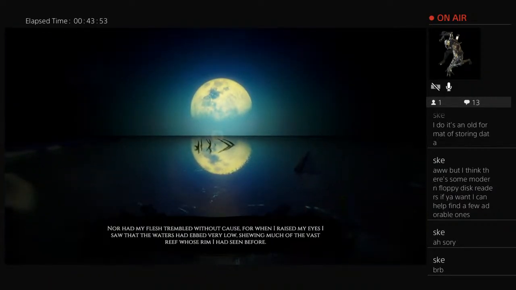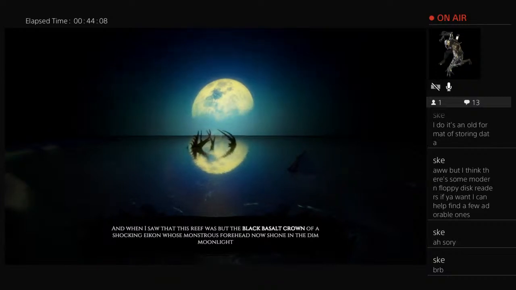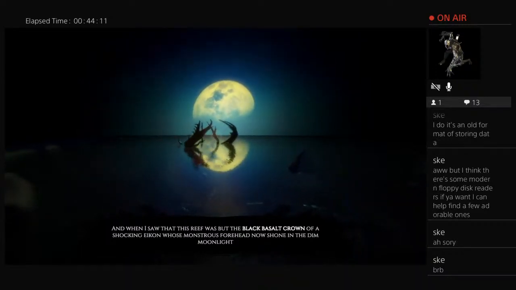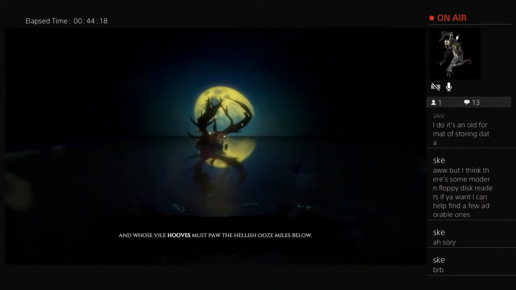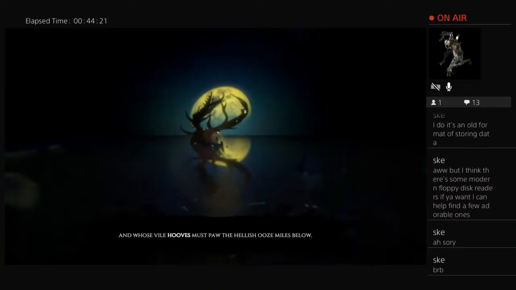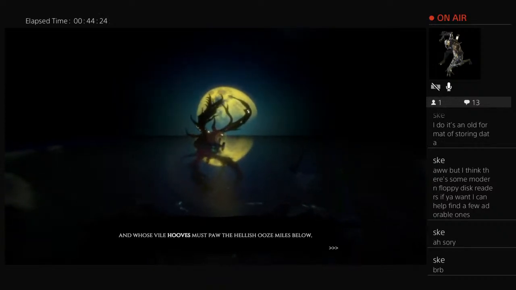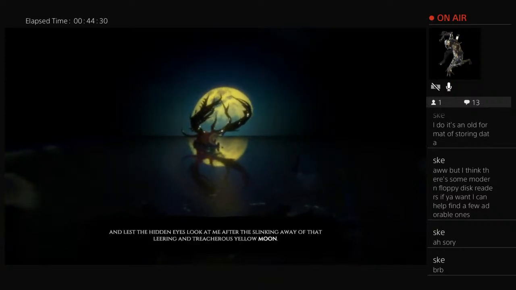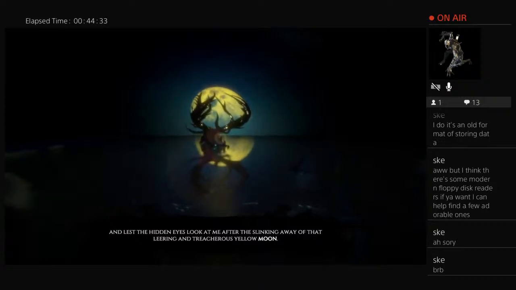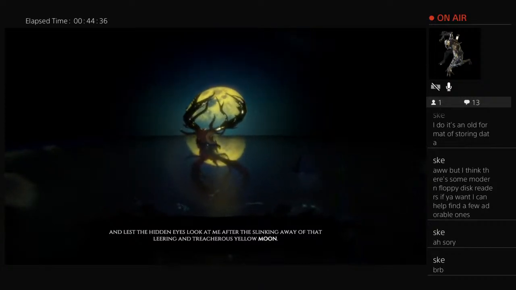Nor had my flesh trembled without cause, for when I raised my eyes, I saw that the waters had ebbed very low, shewing much of the vast reef whose rim I had seen before. And when I saw that this reef was but the black basalt crown of a shocking idol, whose monstrous forehead now shone in the dim moonlight, and whose vile hooves must paw the hellish ooze miles below, I shrieked and shrieked, lest the hidden face rise above the waters, and lest the hidden eyes look at me after the slinking away of that leering and treacherous yellow moon.